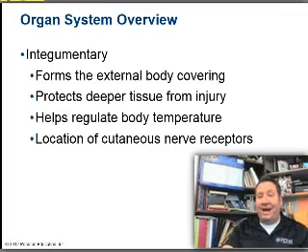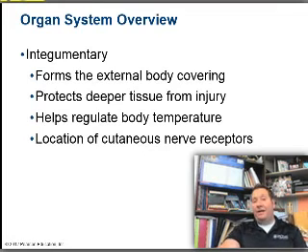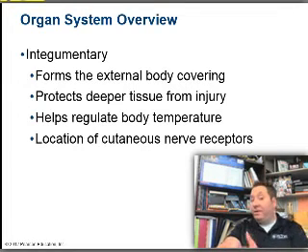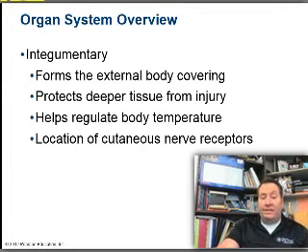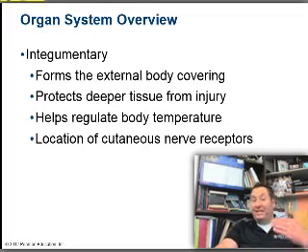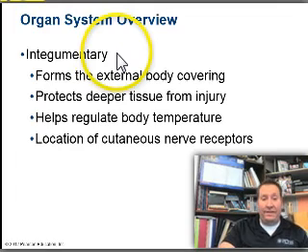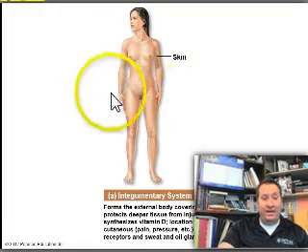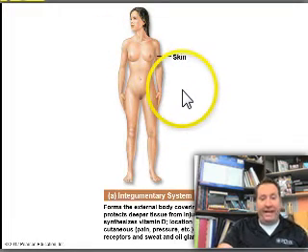It helps regulate your body temperature. Embedded within your integumentary system, you have sweat glands. It's also the location that we find cutaneous nerve receptors that are going to communicate with the brain as to what's going on in the external environment, whether it's hot, whether it's cold, whether you've been stung by a bee. These different types of things are going to be done by the integumentary system. The integumentary system's major organ is the skin. It also includes hair and nails.